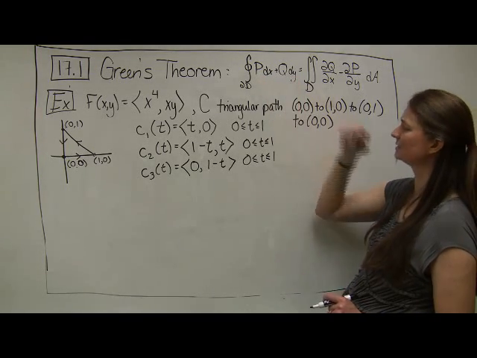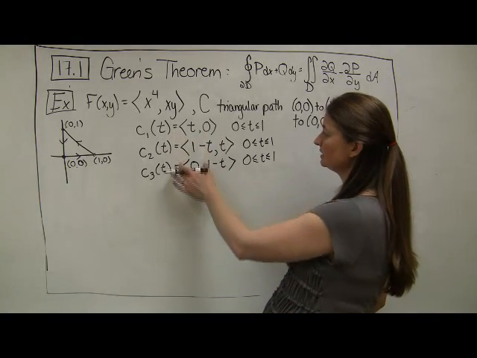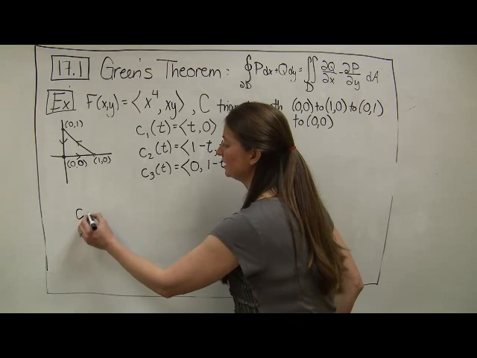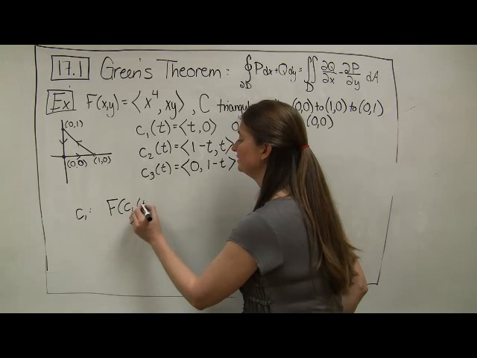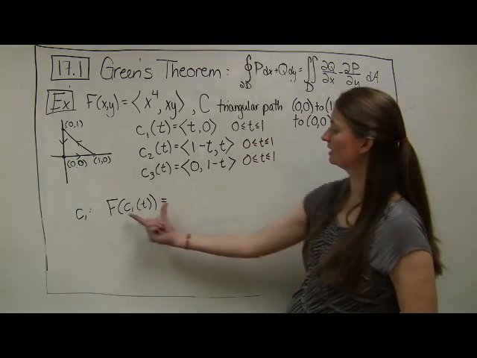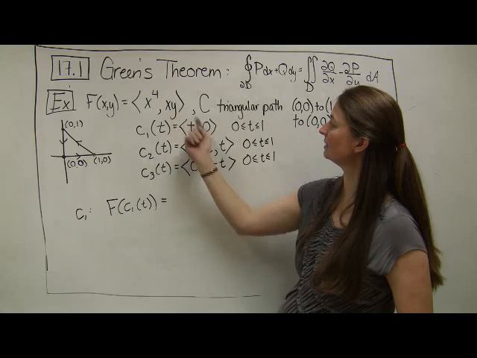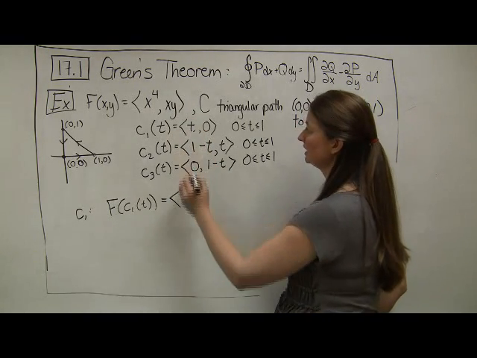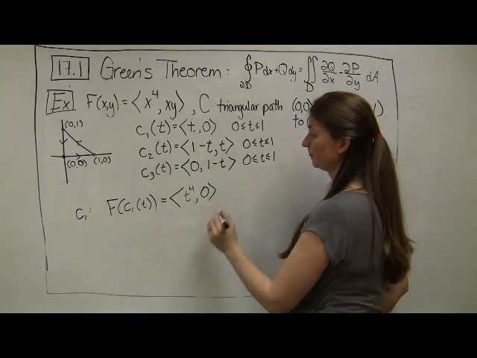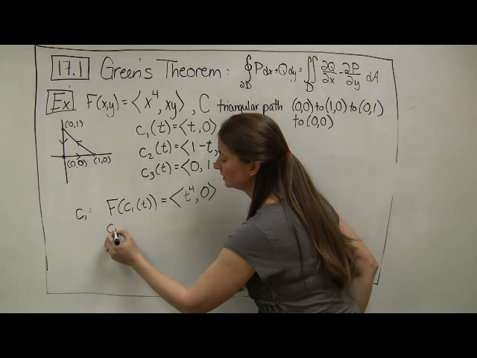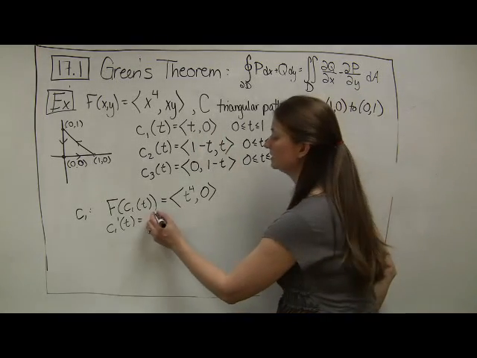So how can I interpret this and turn this into a line integral? Recall, what is our line integral? We're going to have to do it piece by piece. So let's look at the first path, the C1 path. I'm going to look at what f of C1 of t is. In this case, I'm going to plug in C1 of t, where my x's are t and my y's are 0. So this just becomes t to the fourth, comma 0, because y is 0. And my C1 prime of t is the derivative of this path, which is just the 1, 0 path.